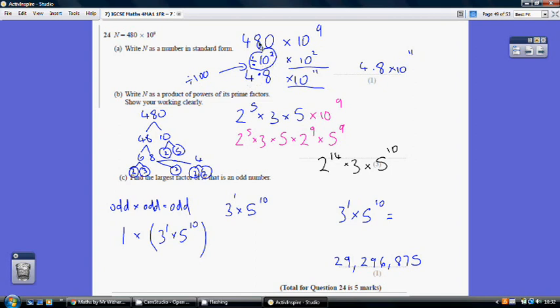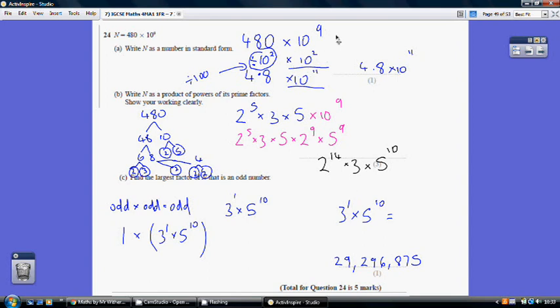Now, I don't want to change the number overall. I'm just trying to write it in standard form. So it shouldn't be any bigger or any smaller. It should be the same size number. So if I've already divided by 100, in other words, divided by 10 squared, to compensate for this, I've got to multiply by 10 squared as well. So my 10 to the 9 has got to be multiplied by 10 squared.